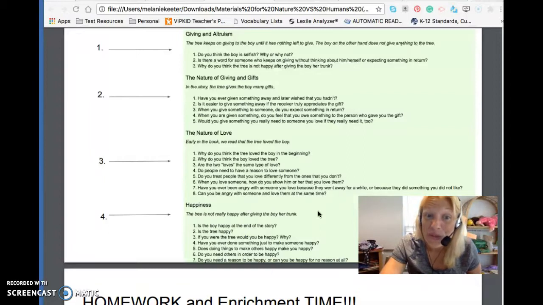Number 5, does doing things to make others happy make you happy? Number 6, do you need others in order to be happy? And number 7, do you need a reason to be happy? Or can you be happy for no reason at all?